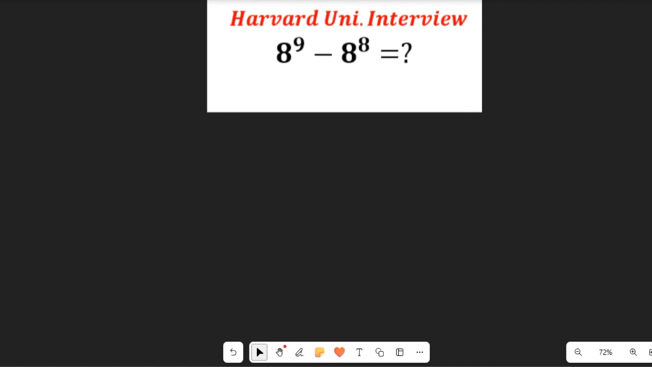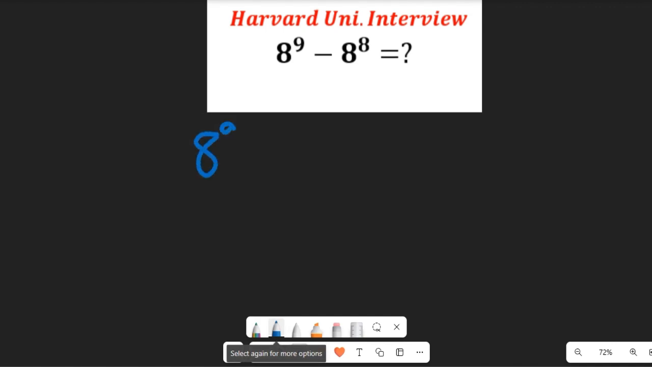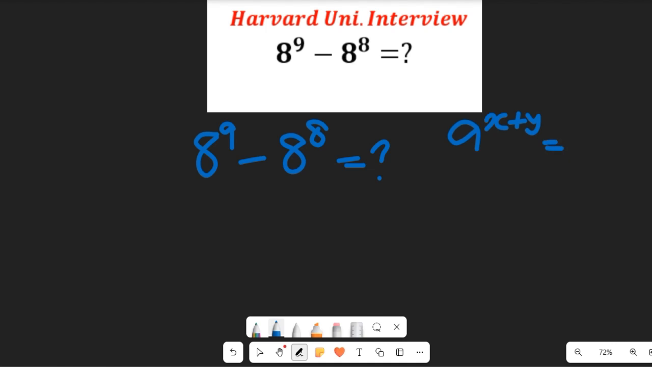Now we are going to look at how we can simplify this in order to have a complete solution. We are given 8 to the power of 9 minus 8 to the power of 8, and we are asked to provide what the solution will be. Now I want you to recall one law of indices, that if you have a to the power of x plus y, this will be equal to a to the power of x multiplied by a to the power of y.